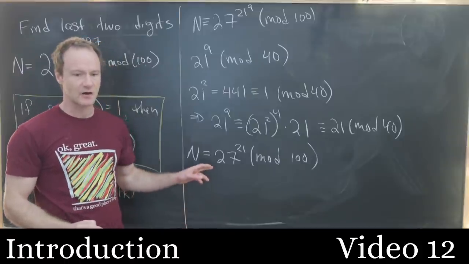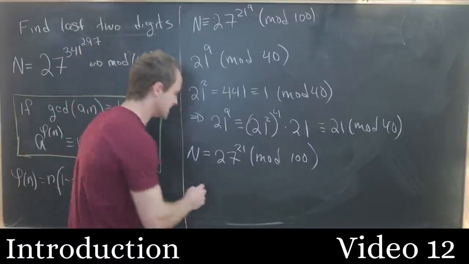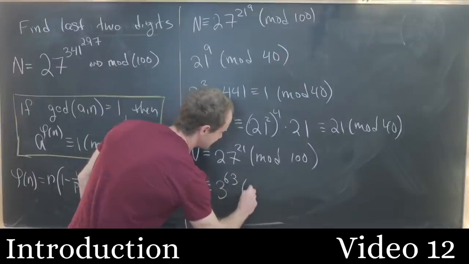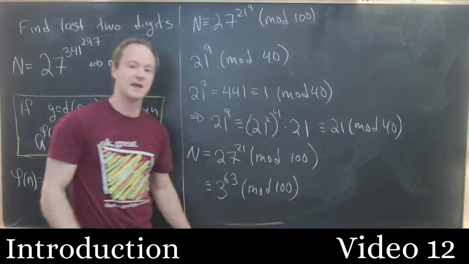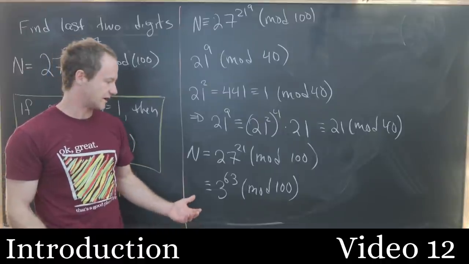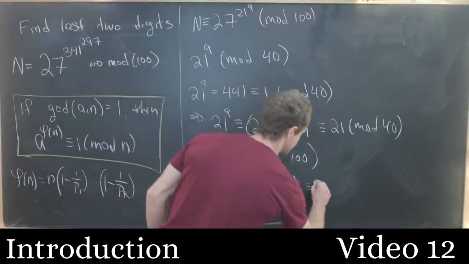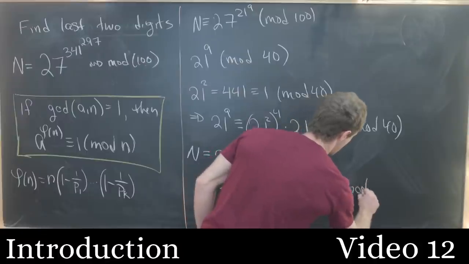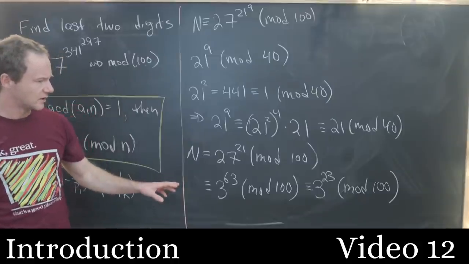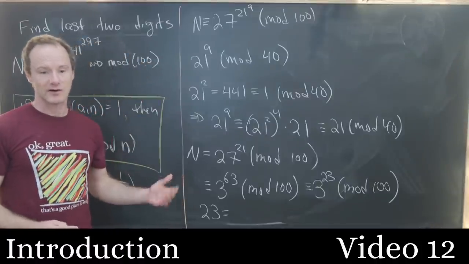Okay, nice. Now, next up, maybe we would notice that 27 is equal to 3 cubed, right? So that allows us to write this as 3 cubed to the 21, but that is 3 to the 63 mod 100. Now we can play this game again. We can reduce 63 mod phi of 100, which is mod 40. That gives us 23, right? So that tells us that this is congruent to 3 to the 23 mod 100.